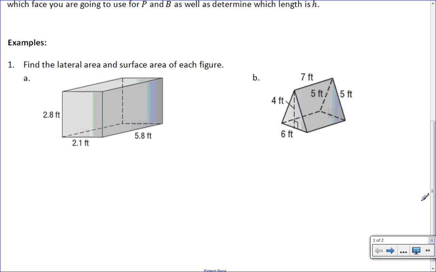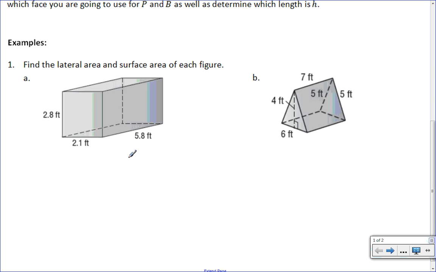Okay, so this says to find the lateral area and surface area of each figure. So for this first one, I see that this is a rectangular prism. Now, we have to be consistent on what face we're going to use as the base, because for a rectangular prism, just like we talked about with the actual solids in class, if you turn the figure differently, a different side could be used as the base.